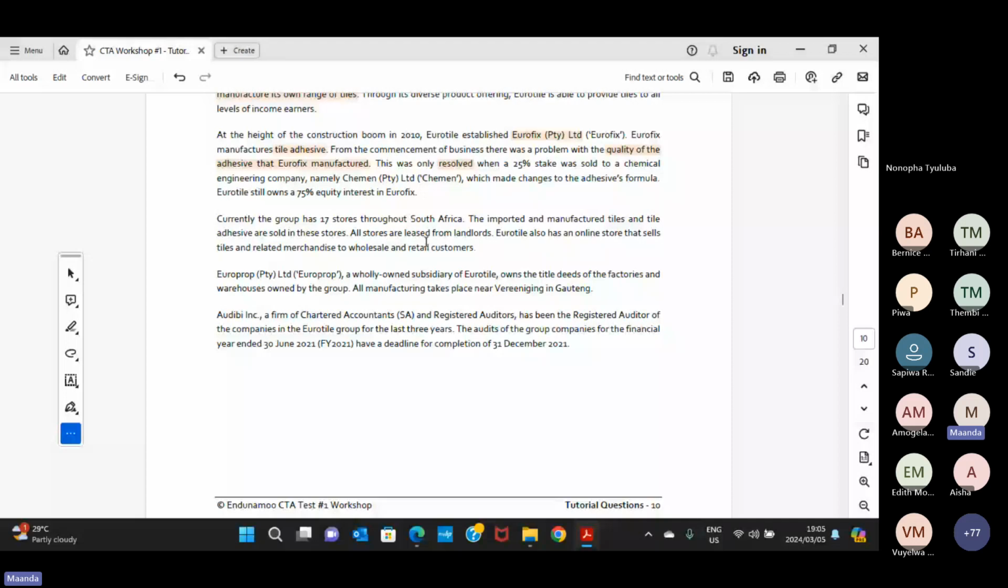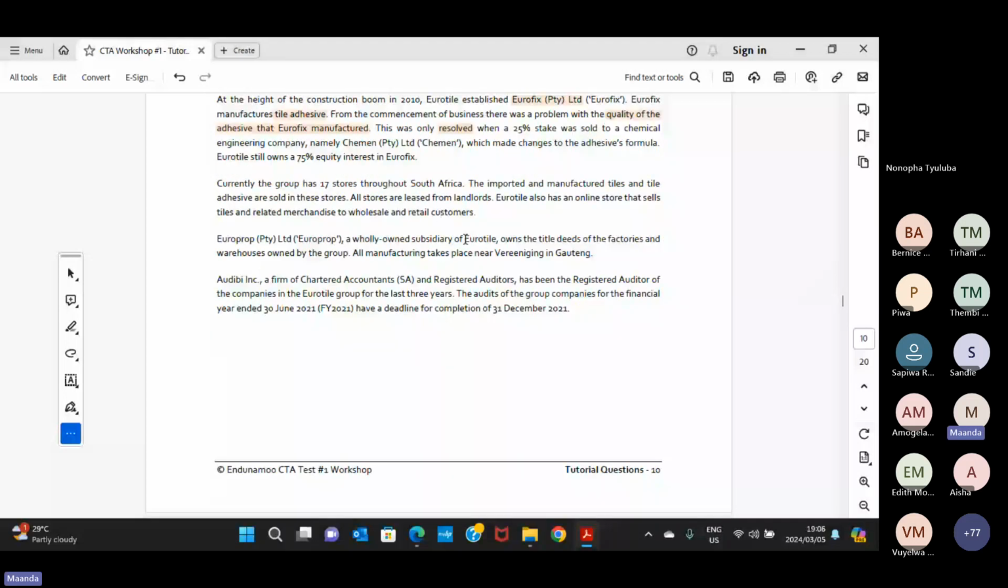Eurotile is an online store, and they talk about it also down there, that sells tiles and related merchandise to wholesale and retail customers. Then Europrop, a wholly owned subsidiary, 100% of Eurotile, owns the title deeds of the factories and warehouses owned by the group. So all the properties are sitting in Europrop, right? And all manufacturing takes place near Vernachem in Gauteng.